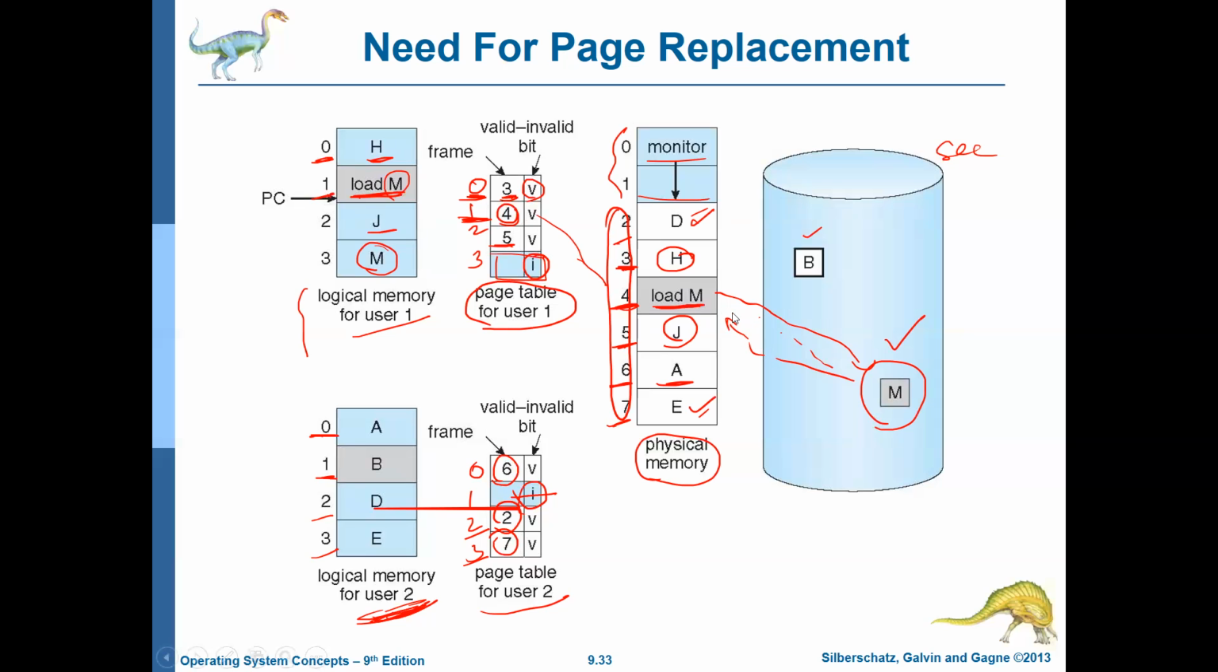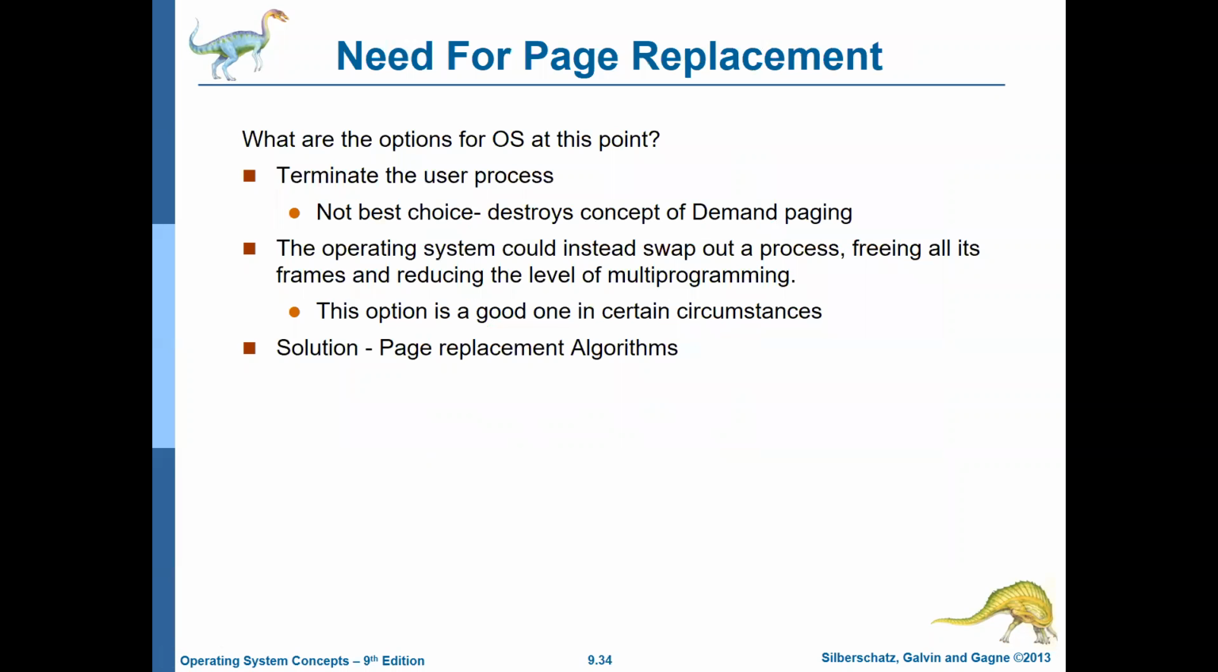Now, what are the solutions to this? What are the options for the operating system at this point? When you do not have a free frame, what can be done? One option is you terminate the user process. When you terminate the user process, naturally many of the frames will become free. But that is not the best answer, because it is actually destroying the concept of demand paging. Our aim is that multiple processes run in parallel, and we are simply destroying whichever process is causing the over-allocation. If we simply destroy the process, it is not a good solution, because then there is no need for demand paging.